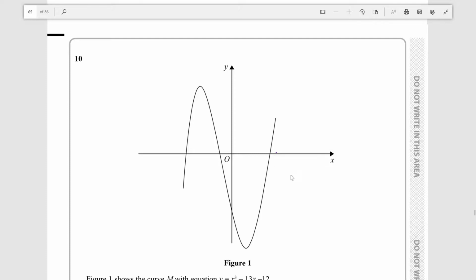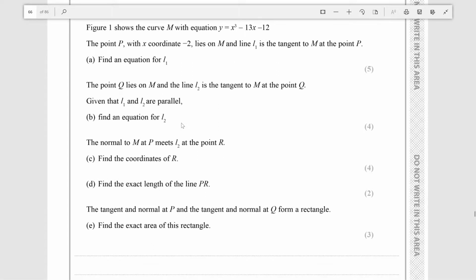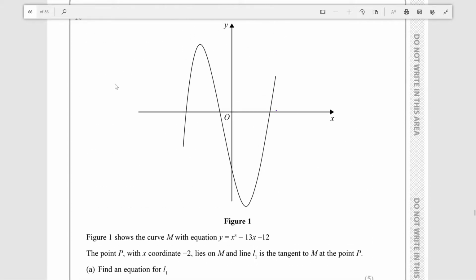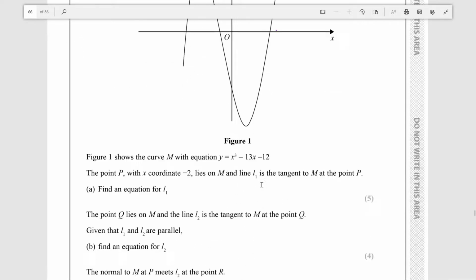Hello everyone, today we're going to be going over question 10 from paper 2 of the sample assessment material for Edexcel for the Pure Maths IGCSE. So this is going to be the longest question I've ever done, and it's 18 marks long, and it is a question both about calculus and about Cartesian coordinates.